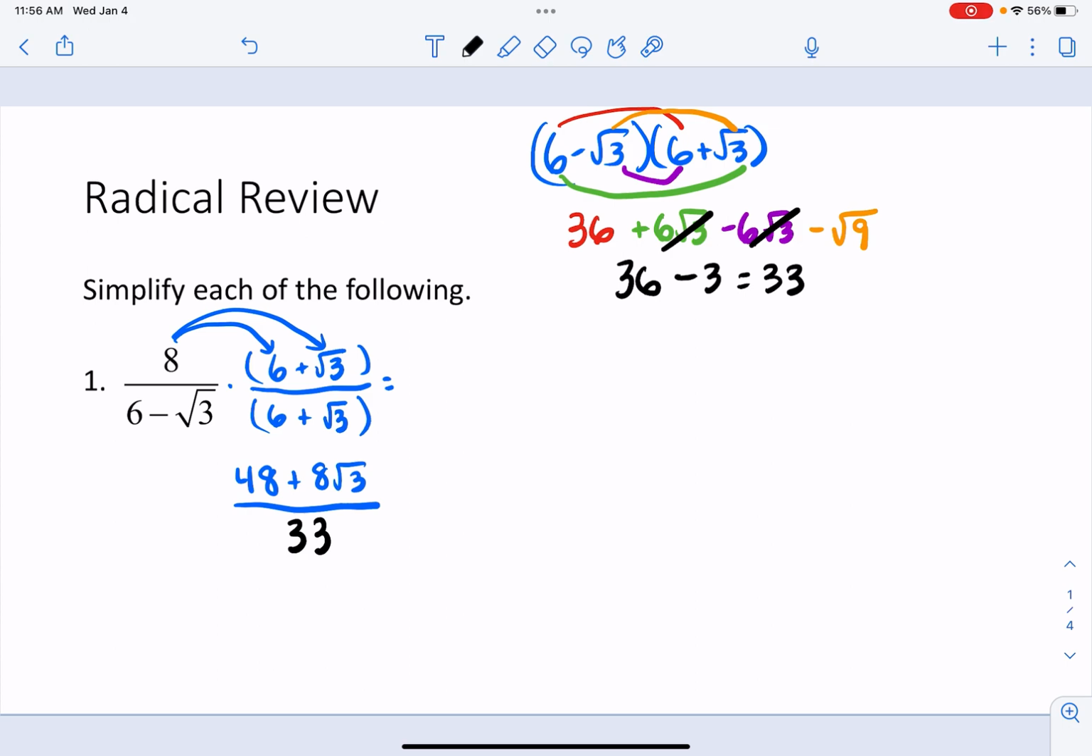Now you want to see, is there a number that goes into 48, 8, and 33? 48 and 8 have a lot of different numbers that go into them. I look at the 33, and really I have the numbers 3 and 11, and 1 times 33, and neither of those factors go into both 48 and 8, and same thing here. So we can't simplify anymore. We'll do one, don't worry, where we have to simplify.